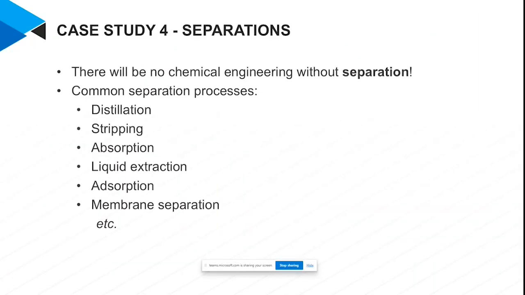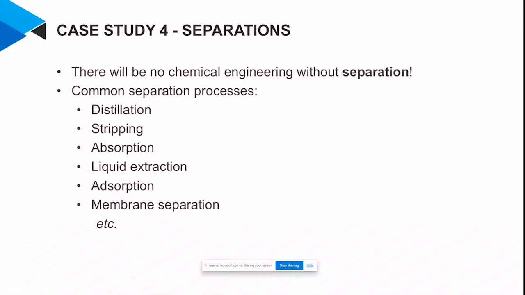So there will be no chemical engineering without separation, because the fact is that most reactions in the world are not complete reactions. They happen partially. So like the SMR reaction I showed just now, the water gas reaction, it happened partially. And when you have a reaction which happens partially, we need to be able to separate the unreacted reactants and the product. Otherwise, how do we sell the product?